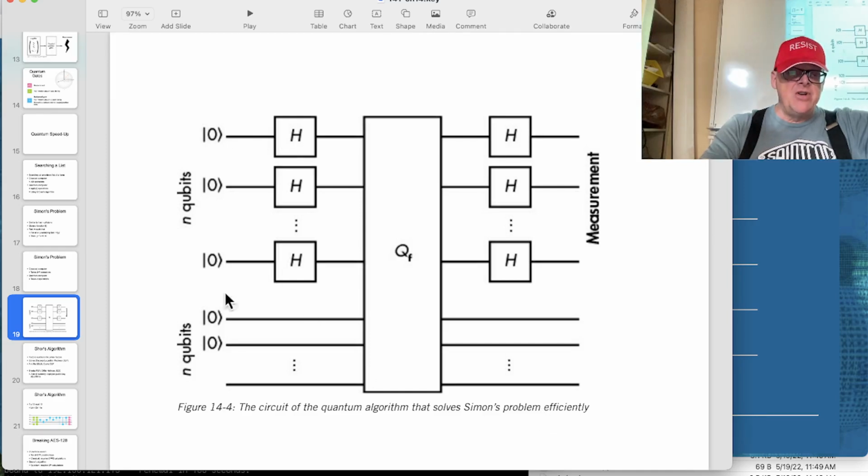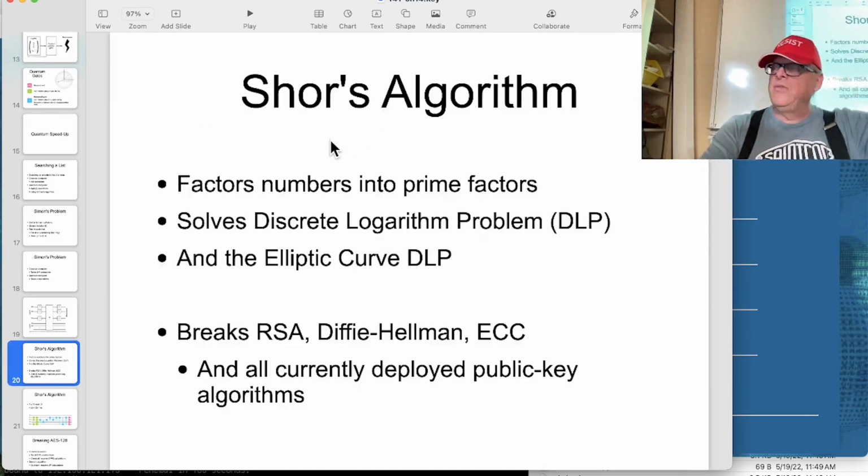You feed in a bunch of qubits, you go into a complicated structure here with the gates, and out comes the answer. So Shor's algorithm is the most important one and the one we talk about most because this is the one that breaks RSA. This will factor composite numbers into their prime factors. And if you could do that efficiently, that would break RSA. And in general, it can solve the discrete logarithm problem and the elliptic curve problem. It can break all of our modern public key encryption schemes, which are all mathematically related.